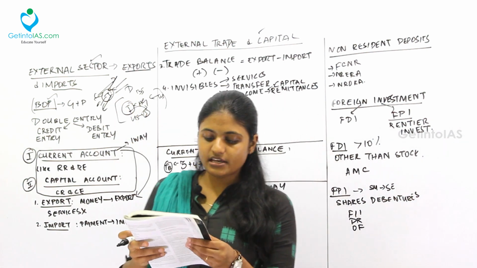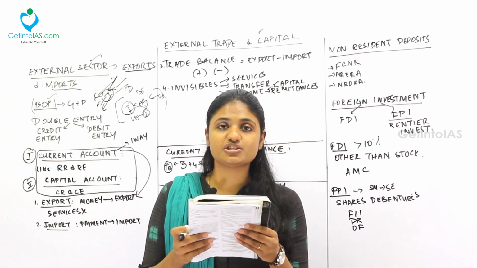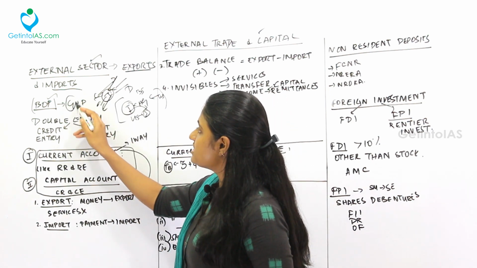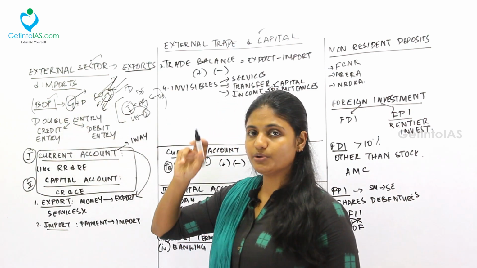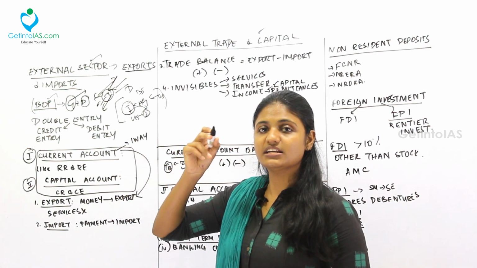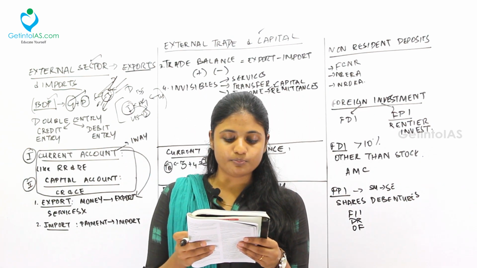Next, the term all transactions refers to transactions of the government as well as the private sector. So keep in mind, all transactions means what is happening between India and the outside world, both government and private. Now, it is double entry bookkeeping.